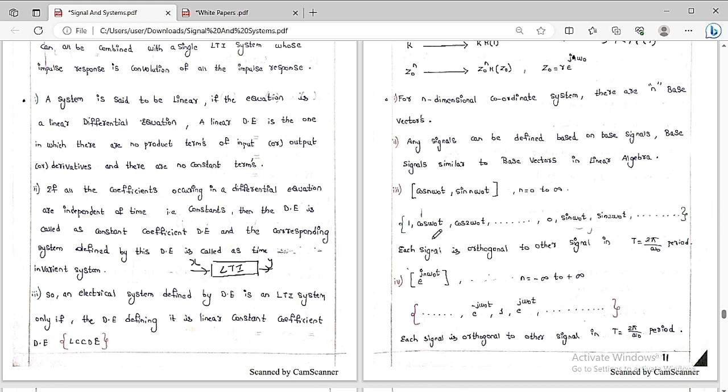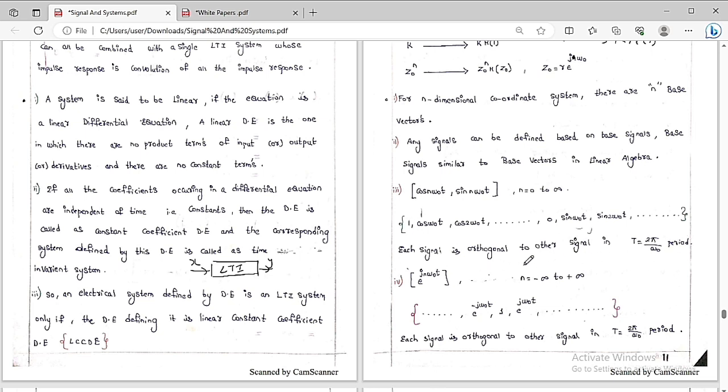So all these signals are called the base signals. With the help of these base signals, we can represent any signal that we want. So cos n omega naught t and sin n omega naught t are called the base signals. The value of n varies from 0 to infinity. If you substitute n equal to 0 to infinity, we get 1, cos omega naught t, cos 2 omega naught t, and so on. Similarly, we get 0, sin omega naught t, sin 2 omega naught t, and so on. All these are called the base signals.